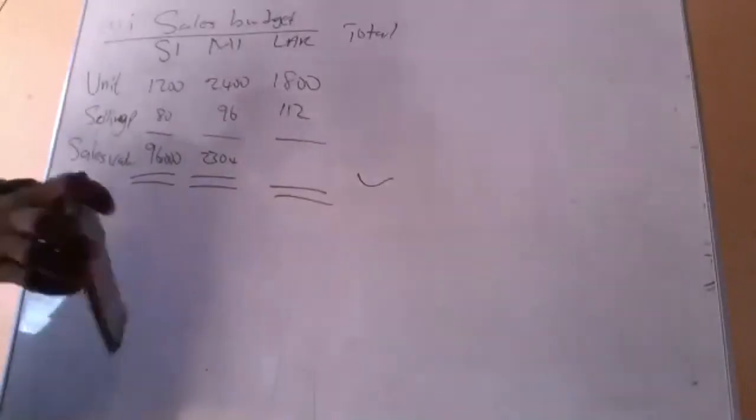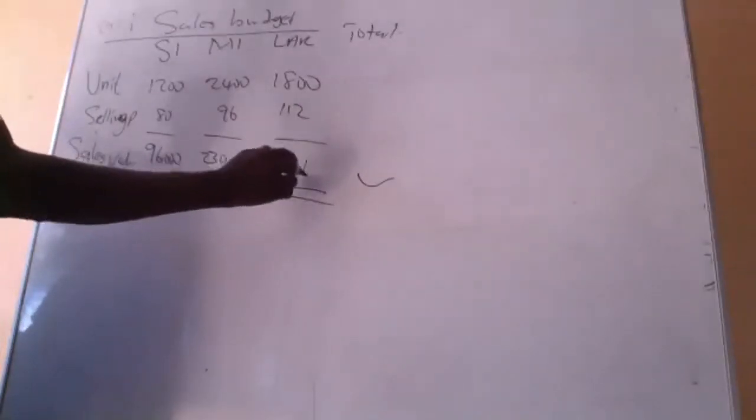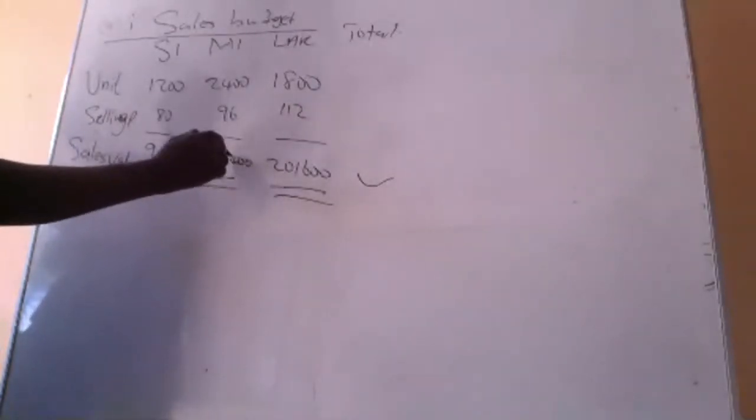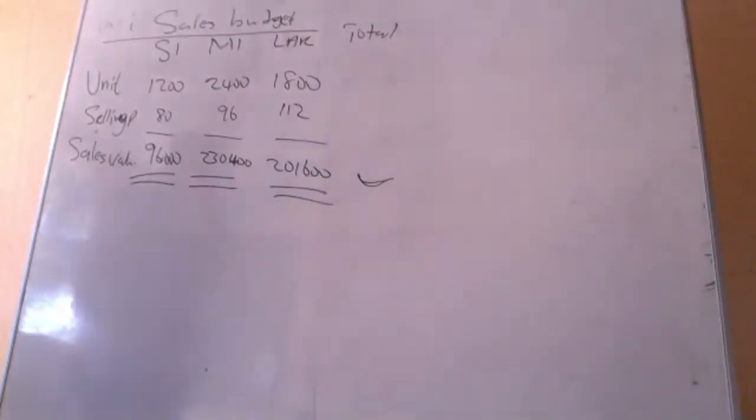230,400. And then 201,600. Good. So that's it. And probably put them together, get a total here, and that's the sales budget. Good. Now we'll go ahead and do the next budget.